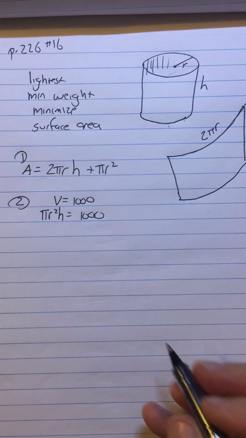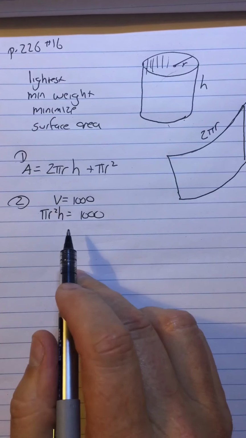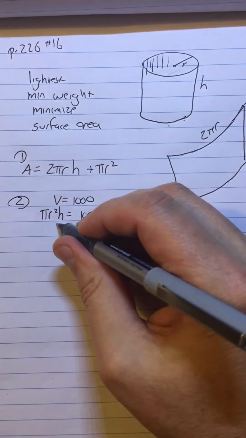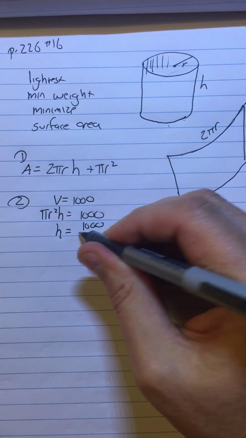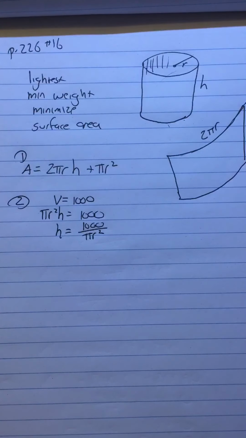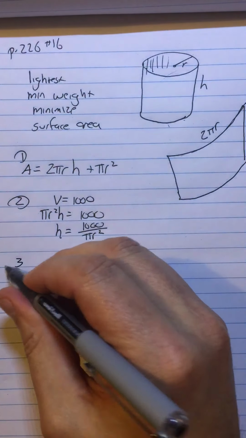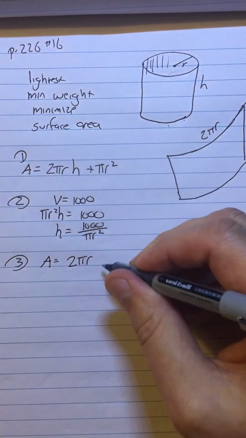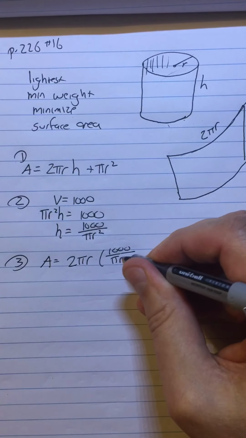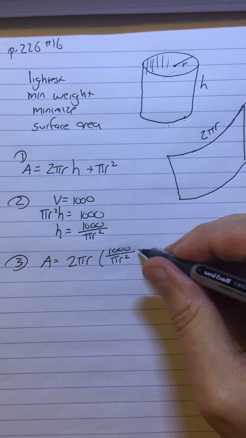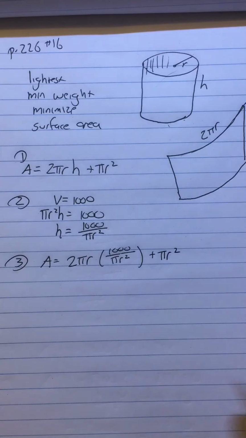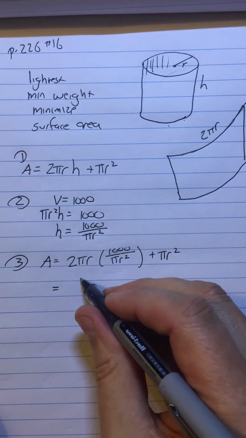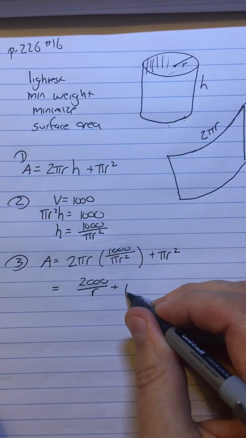Okay, so now which variable should I solve for? I can solve for either one, but it's worthwhile thinking what's going to be easier. If I solve for r, I'm going to have to take a square root, so let's not do that. Let's solve for h, and I get 1,000 over pi r squared. For step 3, I'm going to sub this into here. So my area is equal to 2 pi r times 1,000 over pi r squared, plus pi r squared. That looks horrible, but actually it's nice because the pi's cancel and the r's cancel. So what you really have here is 2,000 over r plus pi r squared.